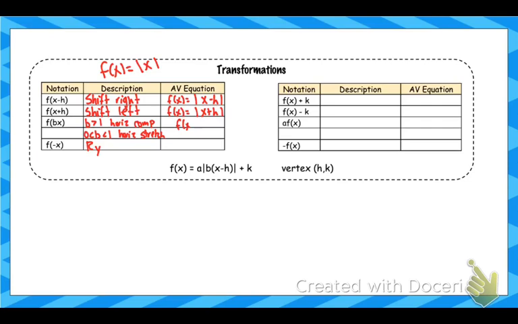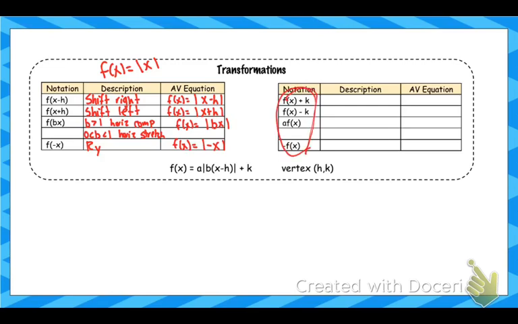Same thing with b. And the same thing with the negative. So all of those horizontal transformations are occurring inside the absolute value bars. So anything that's inside the absolute value bars is going to be a horizontal change. Now, how these actually apply to our function, we'll look at later, but for now, we're just identifying what those transformations are.